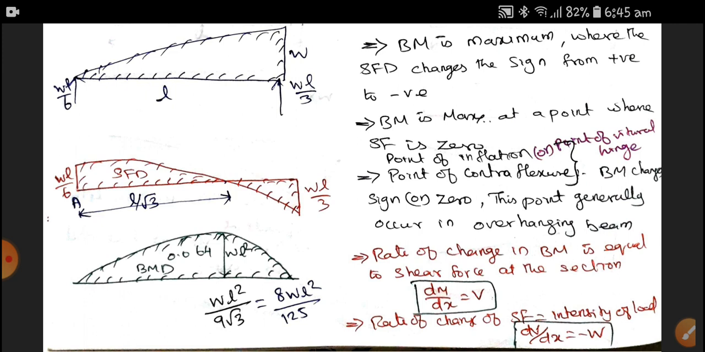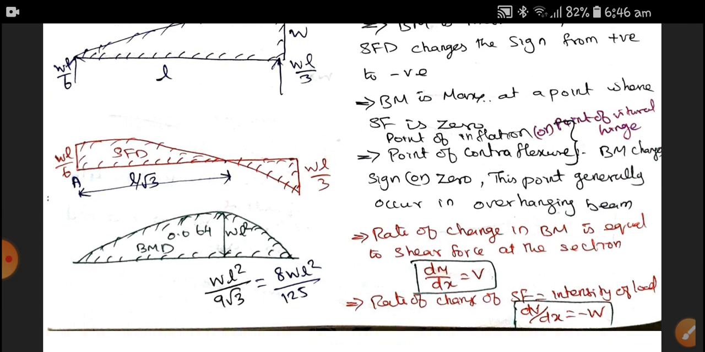If the bending moment changes sign, it is generally called a point of contraflexure, or point of inflexion, or a point of virtual hinge. It generally occurs in the overhanging beam and also in the fixed beam. In a statically determinate section, the uniformly loaded overhanging beam comes with the bending moment sign changing, where the point of contraflexure comes into the picture.